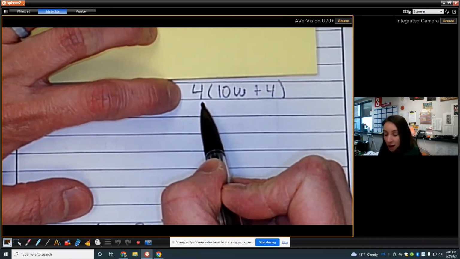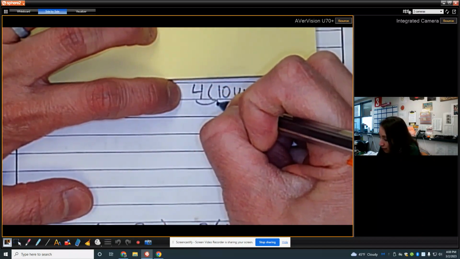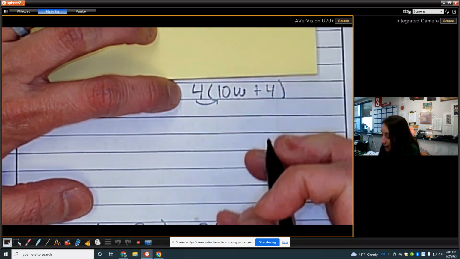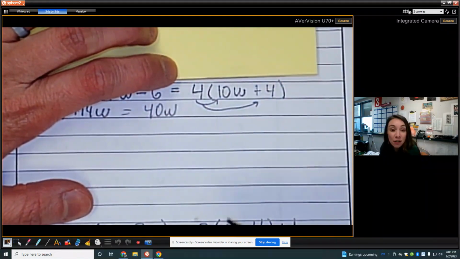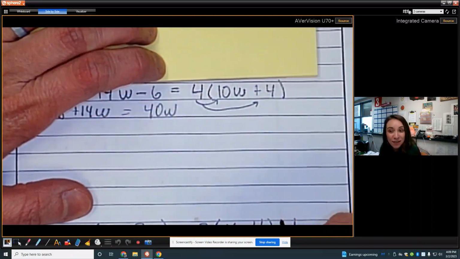You'll see that we've got a 4 right there. So you need to take 4 times 10w. 4 times 10w is 40w. Now take that 4 times that positive 4. 4 times 4 is positive 16.